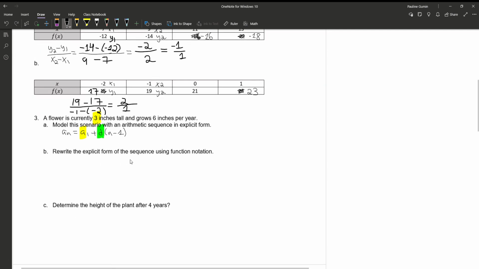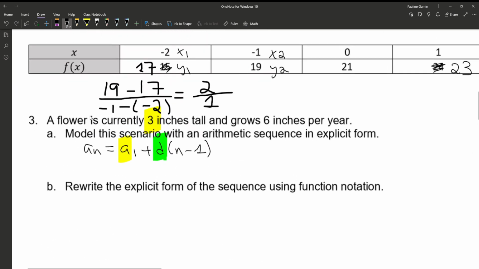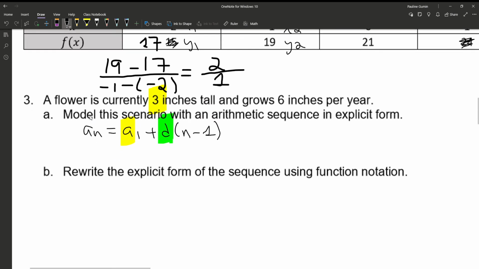Number 3. A flower is currently 3 inches tall and grows 6 inches per year. Let's model this scenario with the arithmetic sequence in explicit form. I'm going to zoom in just so my handwriting is a little better. There we go. Okay, so this is the arithmetic sequence, explicit form. Let's plug in our values.